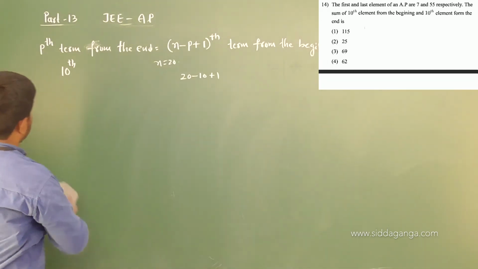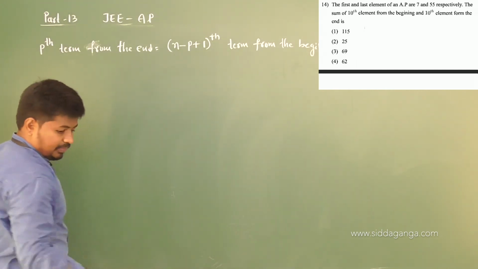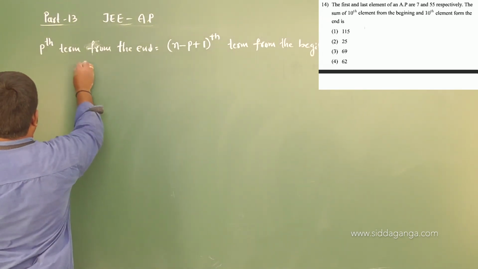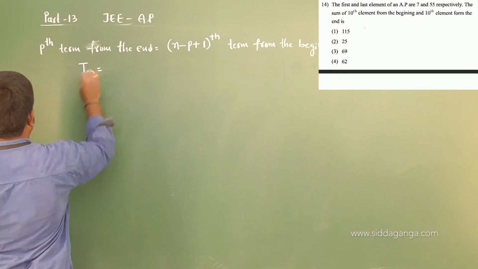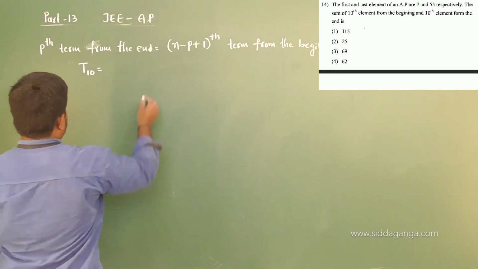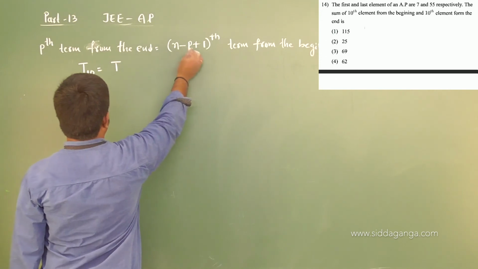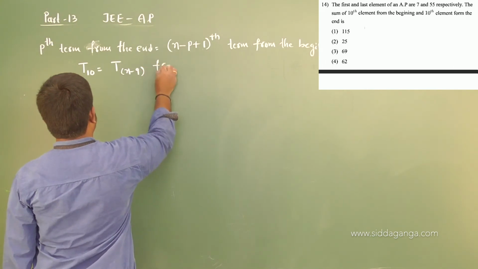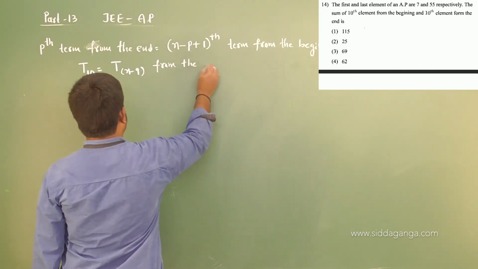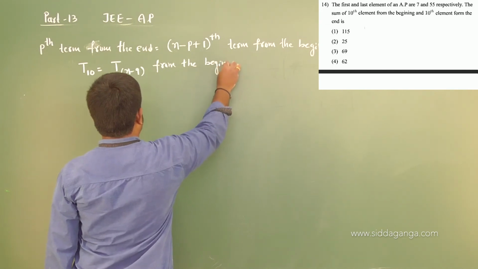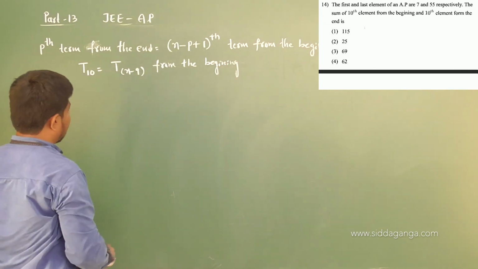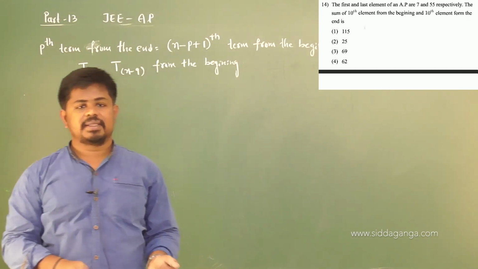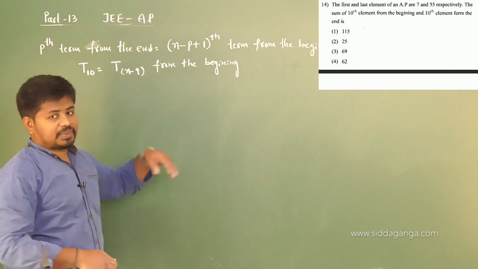Okay. So now, using this result, from this, here p is 10. So the 10th term from the end is n minus 10 plus 1, you mean n minus 9 from the beginning. Let me find what we actually have to find: the sum of the 10th term from the end and the n minus 9th term from the beginning. We have to add these two, right?